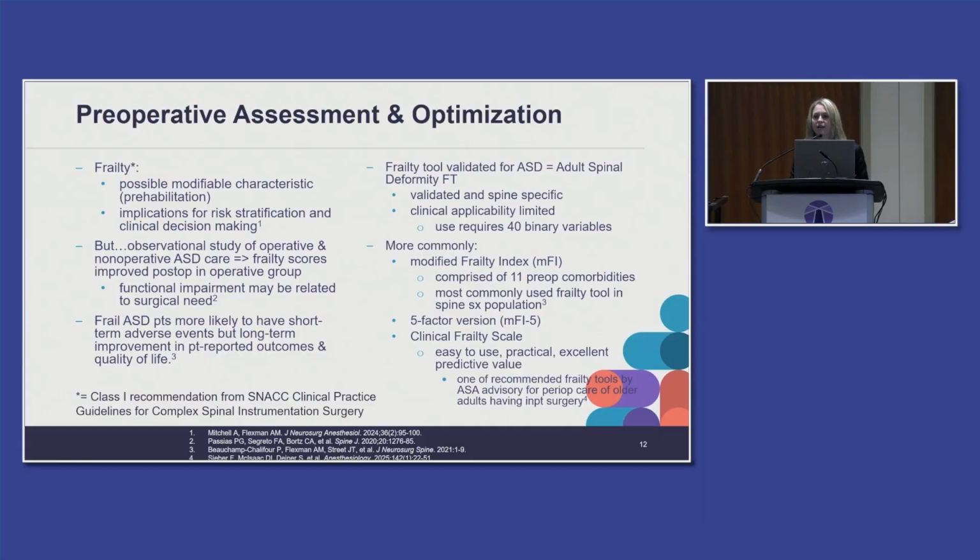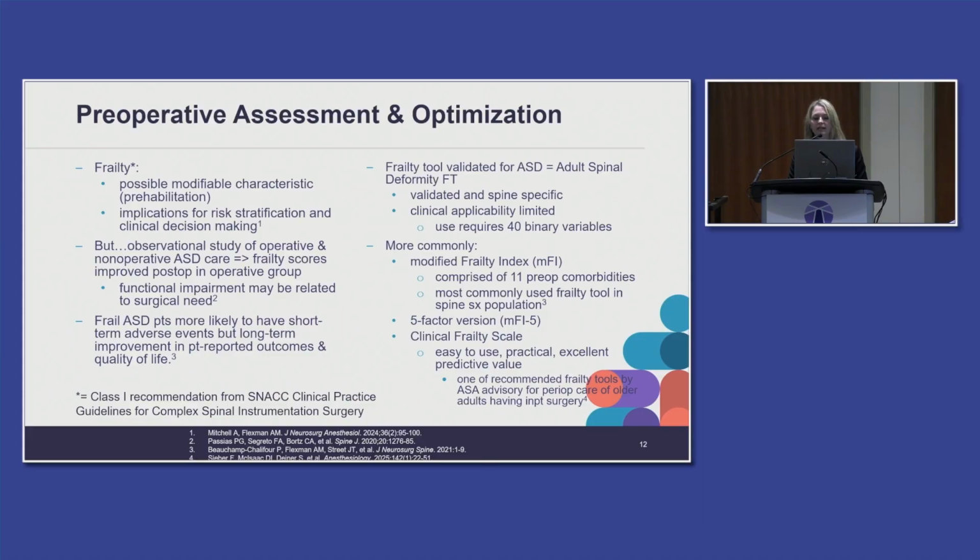Part of the confounding factors with frailty may be that the functional impairment related to their need for spine surgery, the neurologic pathology, may actually be contributing to their frailty. So in an observational study of operative and non-operative adult spinal deformity patients, the frailty scores were found to improve in the post-operative group. It seems that frail patients will have more short-term adverse events after major spine surgery, but their long-term improvement in patient-reported outcomes and quality of life is there.